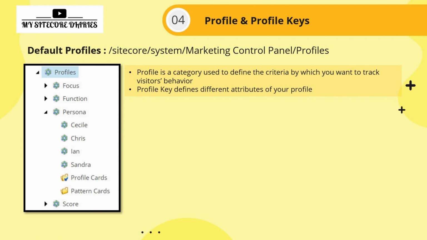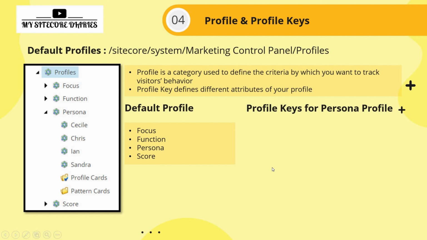So a profile is a category used to define the criteria by which you want to track the visitor profile, and profile keys define the different attributes of your profile. Default profiles are focus, function, persona, score, etc. Here, these are the four default ones. If you want to create a new one, you can create your own new profiles also. Then what are the profile keys? If you see the persona here, the profile keys are Cecile, Chris, and Sandra. Those are the profile keys which are created. You can have different criteria for each profile, each persona.